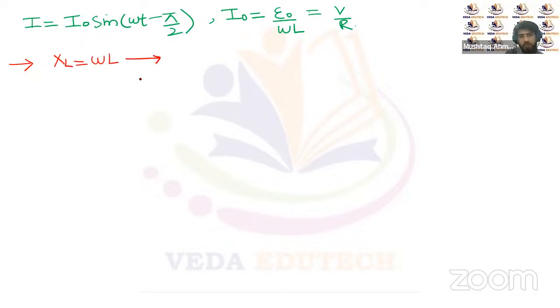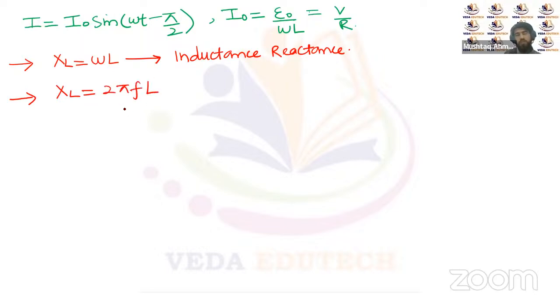And this resistance offered by this inductor, we call it inductive reactance. So this is the inductive reactance of this inductor. And omega is the angular frequency, that's 2 pi times frequency, times L. So this is the resistance offered by this inductor. We call it inductive reactance, and it depends upon the frequency of this input AC.